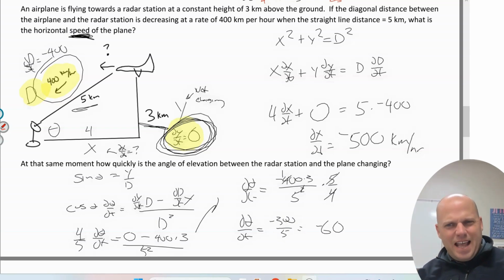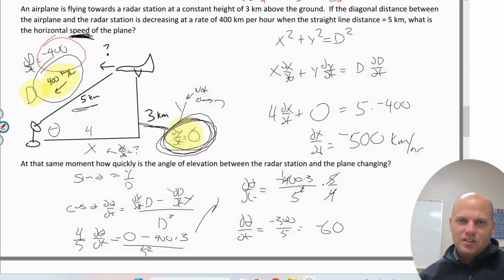I don't like that it's negative. Why is it negative? I would think that the angle is increasing as the plane is getting closer to me. Because I made another mistake. dd/dt is negative 400. So this is like one of those things where you're just thinking, oh yeah, positive, positive, positive. 60 rads per second is pretty, it must be really close to us.